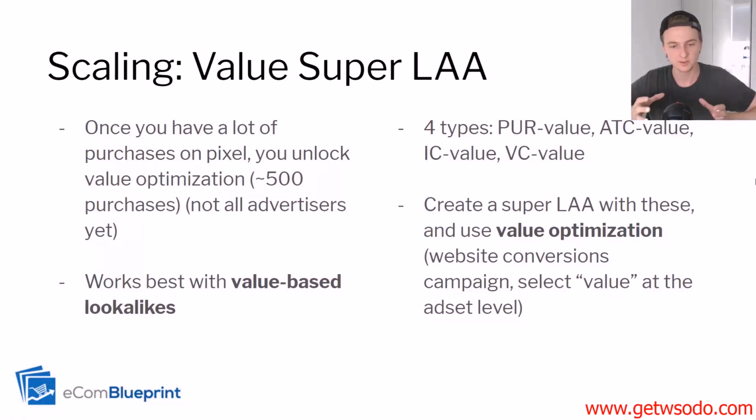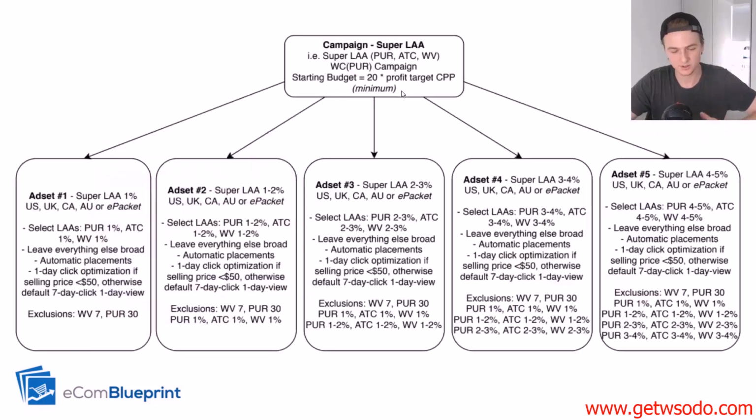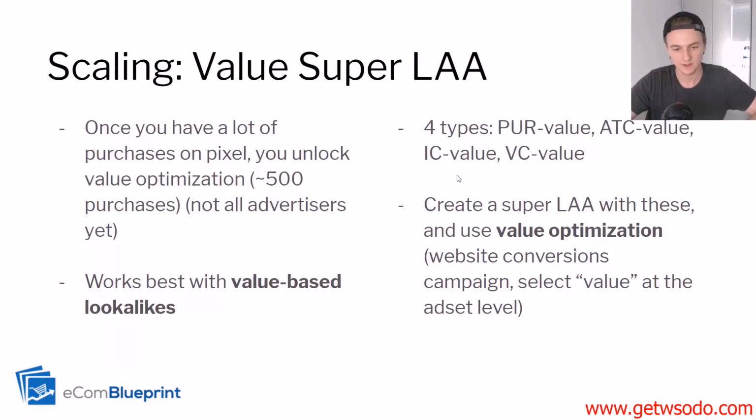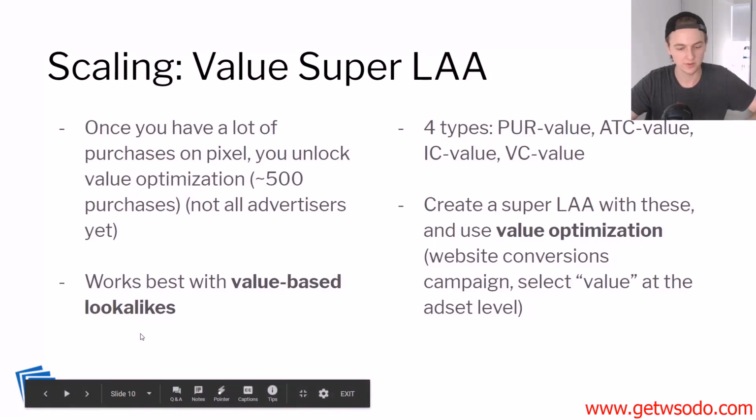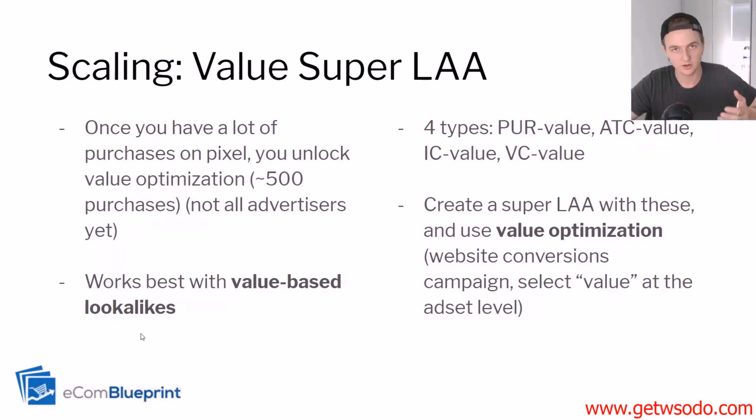Another cool type of campaign that you can use for scaling is value-based super lookalikes. This is the exact same thing as the super lookalikes I just showed you, but using value-based lookalikes. Value-based lookalikes use the value on your pixel. When someone buys, Facebook knows that they bought, and also what they bought, how many items, and what the value of the purchase was. Using value-based lookalikes, Facebook looks for people who are likely to spend a lot on your website.